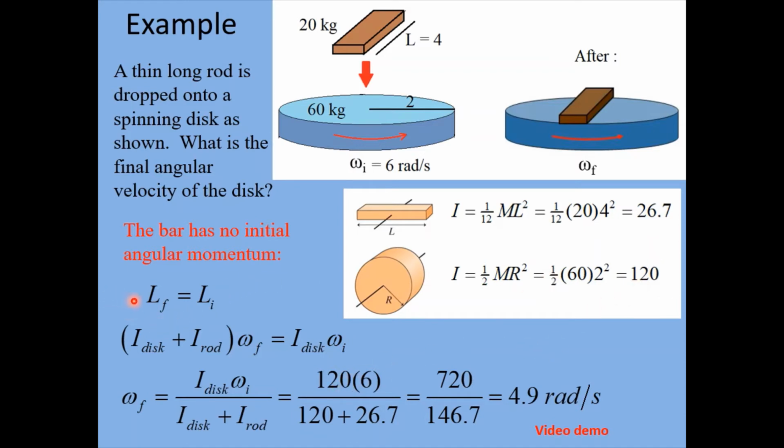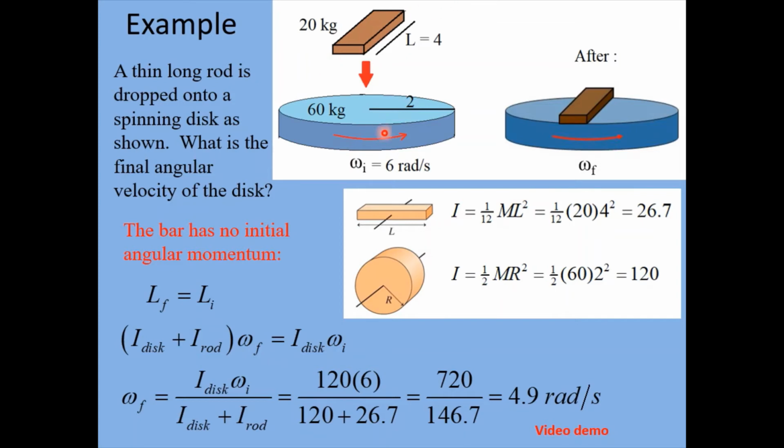So back to our conservation of angular momentum. This is the final picture over here. This is our final angular momentum. Notice these two objects now are combined. They turn as one object. So we can add the rotational inertias together, I disk plus I rod. And the final omega is how fast this thing is turning now. That's what we're trying to solve for.